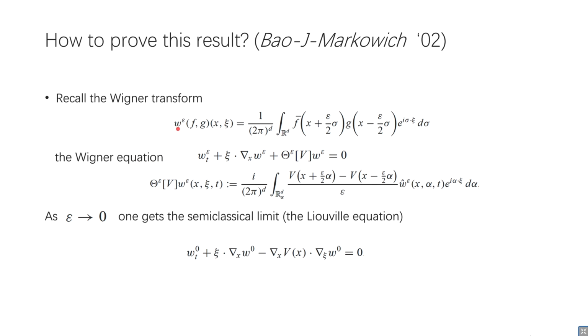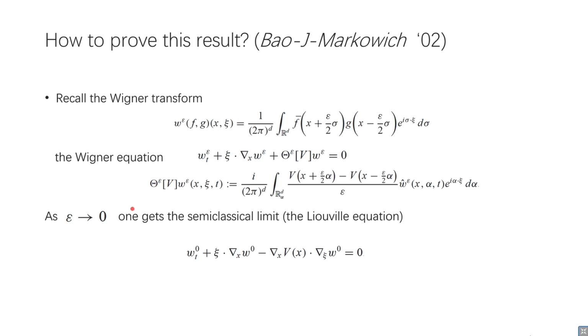You end up with a function which depends on x and also this Fourier mode xi. Then if f satisfies the Schrodinger equation, W satisfies this Wigner equation, which is a linear transport equation corresponding to free Schrodinger, and the potential term of Schrodinger corresponds to this scattering term here.